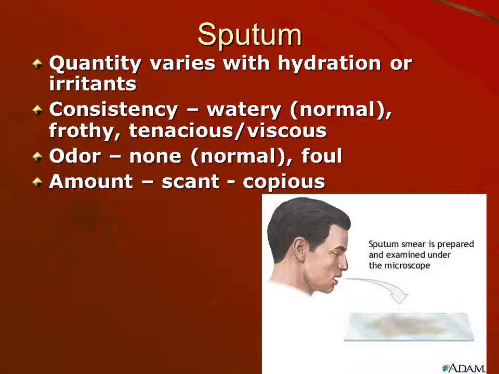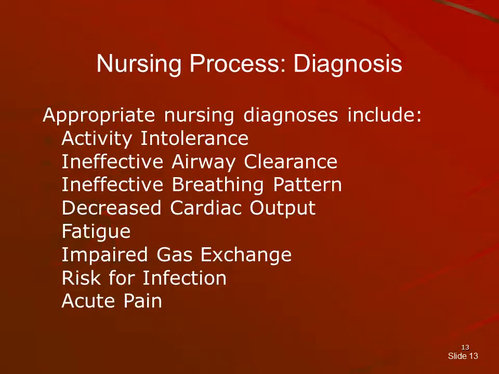Scant amount would be very small. That would be normal. Copious amounts, if the patient is filled with fluid or large amounts of sputum, we also use the word copious. To the right, you have a picture of sputum. Once we obtain a specimen, like in that Lukens sample, it is then prepared in the lab, put onto a slide, and examined under a microscope to see if there are any microorganisms growing.